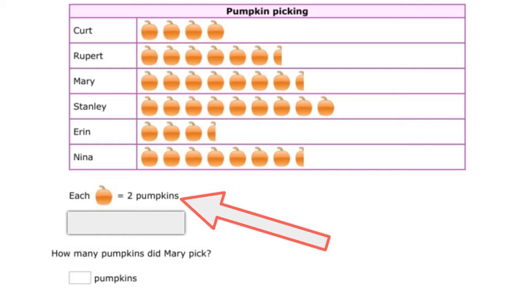So I'm going to go through and fill out the numbers. For Kurt, he did 2, 4, 6, 8 pumpkins. Now Rupert has 2, 4, 6, 8, 10, 12, but then we get to the half pumpkin. Half of the 2 pumpkins here would actually only be 1. So he has 2, 4, 6, 8, 10, 12. One more gives us 13.